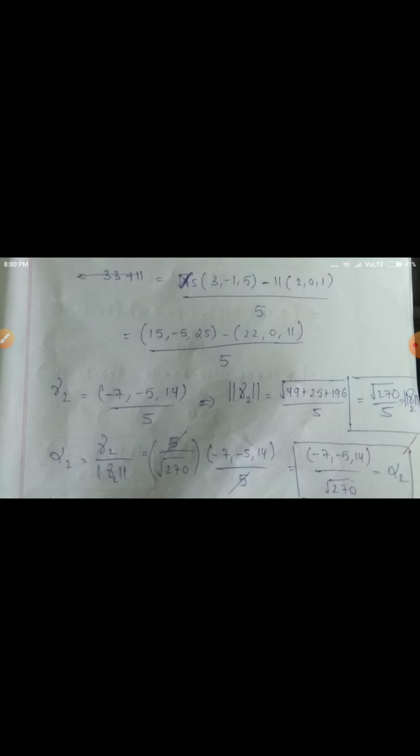Now alpha 2 equal to gamma 2 by norm gamma 2. That is 5 by root 270 into (minus 7, minus 5, 14) by 5. The 5 gets cancelled. Alpha 2 equal to (minus 7, minus 5, 14) divided by square root of 270.